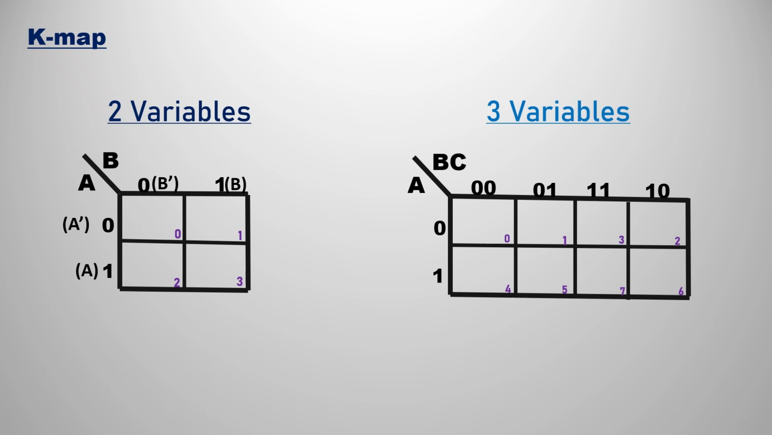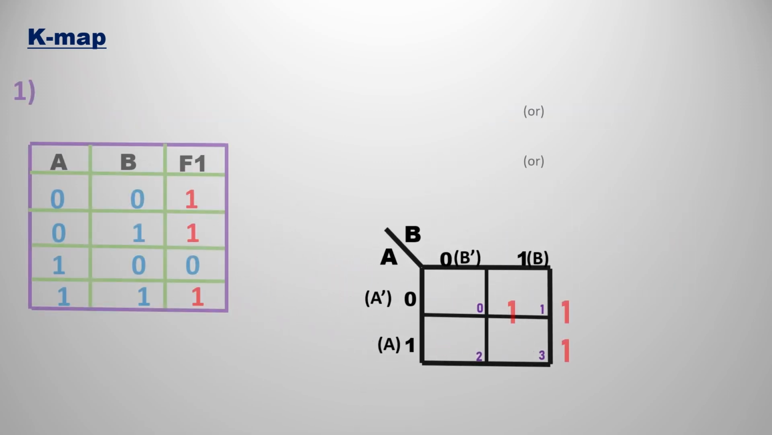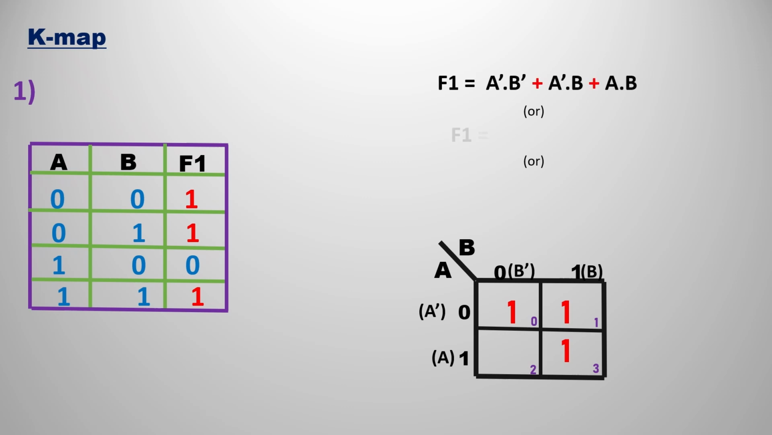Yeah, this is the overview that we are going to discuss in this video. The first one is the 2 variable K-map, which contains 4 boxes. The 3 variable K-map contains 8 boxes. So let's start with the 2 variable K-map. We have already discussed the basics of the 2 variable K-map, so let's directly jump into the examples.